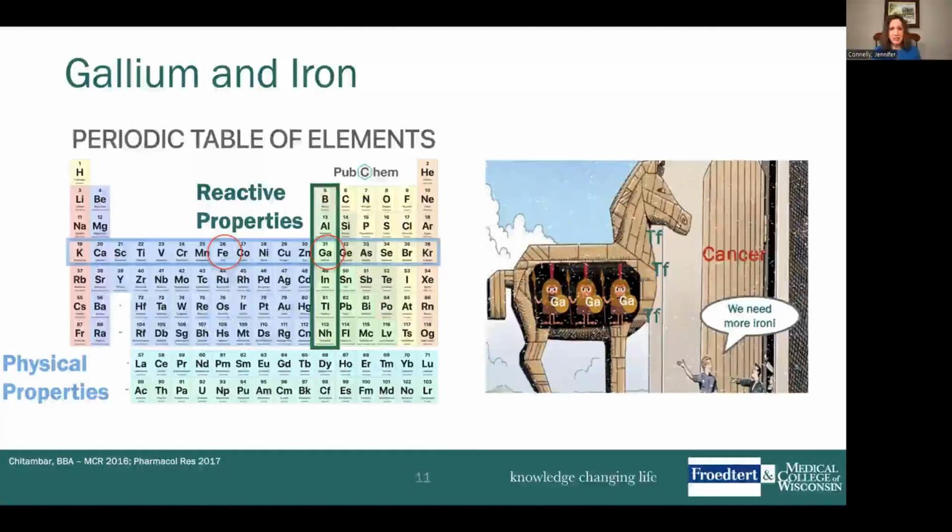We think about this as sort of the Trojan horse phenomenon. You have cancer saying, I need more iron to grow and to replicate. And so it's looking for transferrin because that's what brings iron into the cell. But if someone has gallium in their system, it is bound to transferrin. Cancer thinks it's bringing iron in, but it's actually gallium sneaking in. Once gallium's within that cell, it isn't fueling those iron cellular processes.